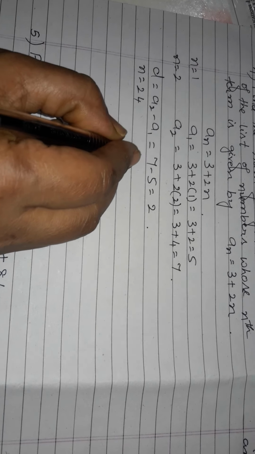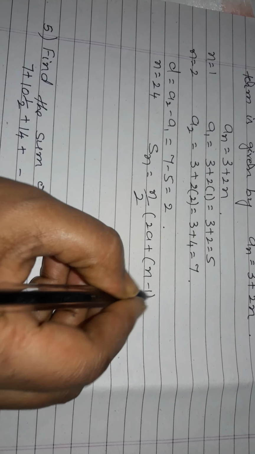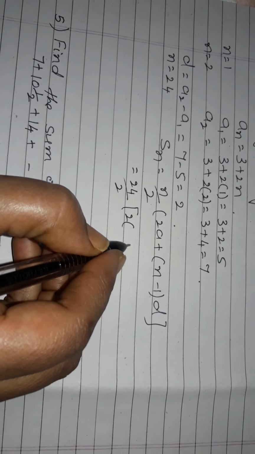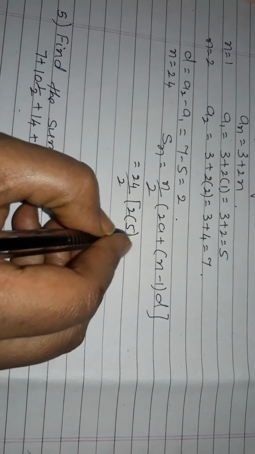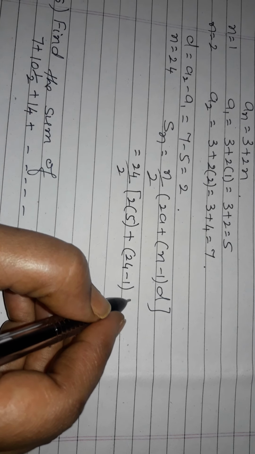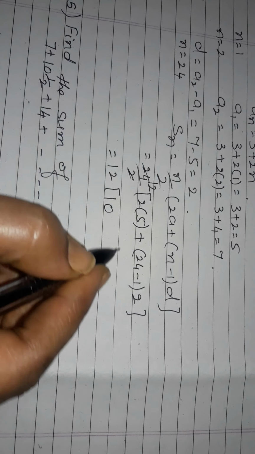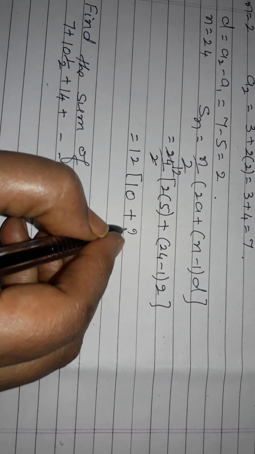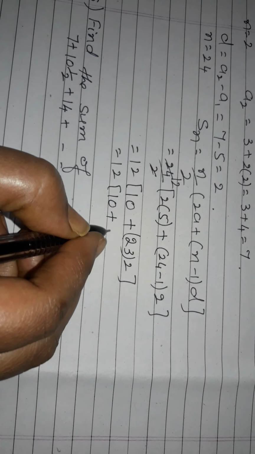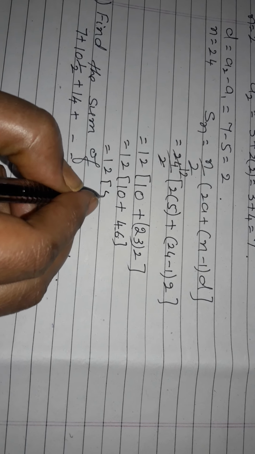n equals 24. Now take the formula. Sn equals n by 2, 2a plus n minus 1 into d. n is how much? 24. 24 by 2, 2 into a is how much? 5, plus n minus 1, n is 24 minus 1, into d is 2. 2 1s are 2, 12s are 12, into 5 2s are 10, plus 24 minus 1, 23 into 2. That is 12, 10 plus 46. That is 12 into 46 plus 10, 56.